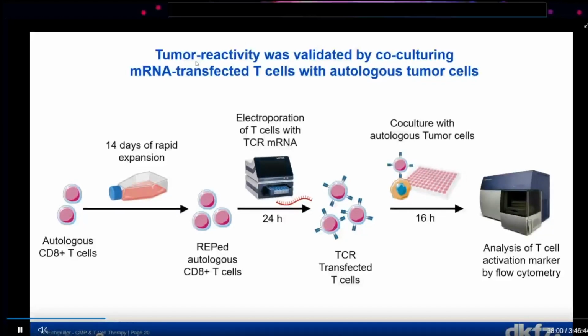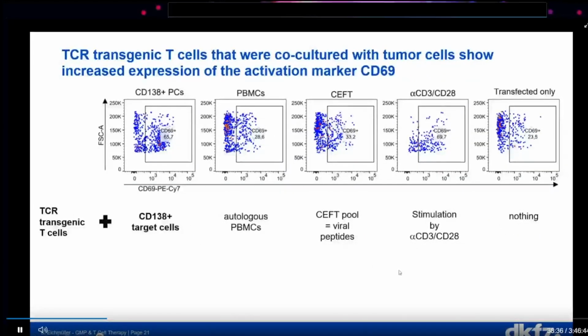into autologous T cells, which we had from peripheral blood monocytes from the patient. And the tumor reactivity was then validated by co-culturing these mRNA transfected T cells with autologous tumor cells, which we had frozen from the original bone marrow aspirate. So these assays are now done with 14 days rapid expansion of the autologous T cells, and then electroporation of the T cells, and then we do co-culture with the tumor cells, and we analyze T cell activation markers by flow cytometry. So these here are some of the results.